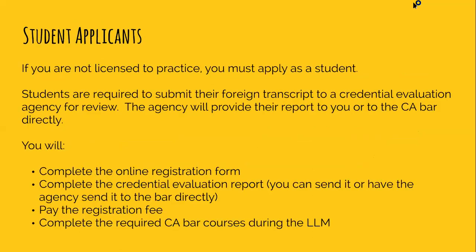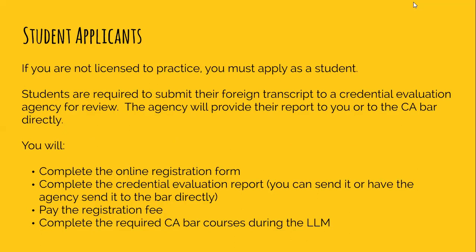So for students, if you're not licensed to practice, you can only apply as a student. And California, unlike New York, uses a third-party agency to review transcripts. So what you'll do is submit your transcript to one of the, I think there's 7 or 8 approved credential agencies. And they will make a determination, and they will either send that determination back to you to send to the California Bar, or they'll send it right on to the California Bar.